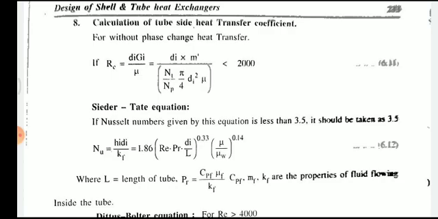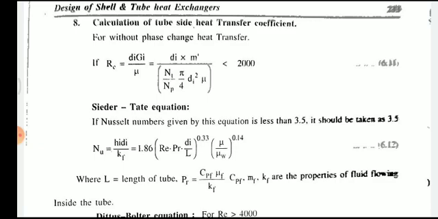So for without phase change, the heat transfer rate is given by this equation. Re is equal to di Gi upon mu, is equal to di into m dash divided by (N_T upon N_P) π by 4 di square into mu, which is less than 2000.